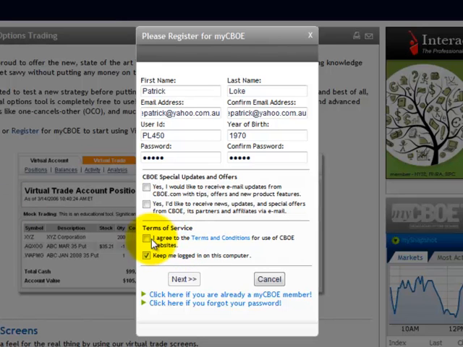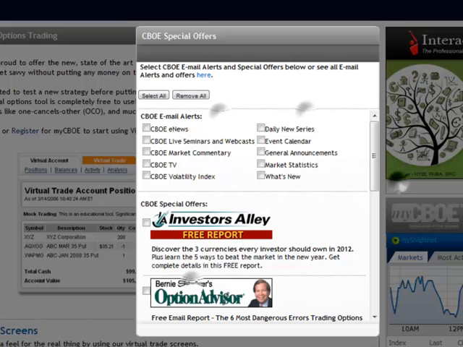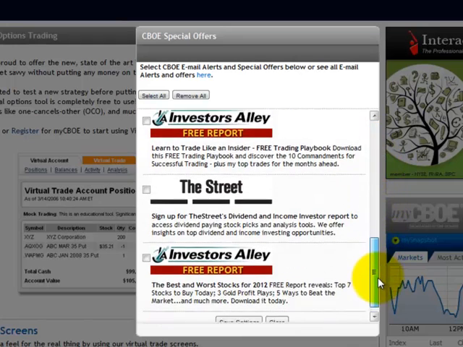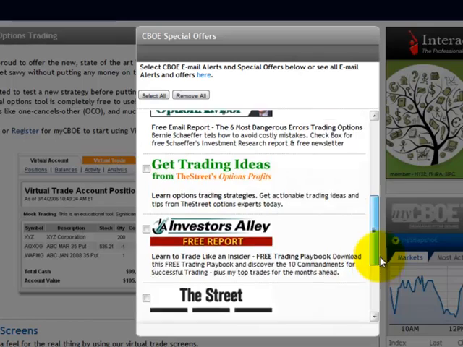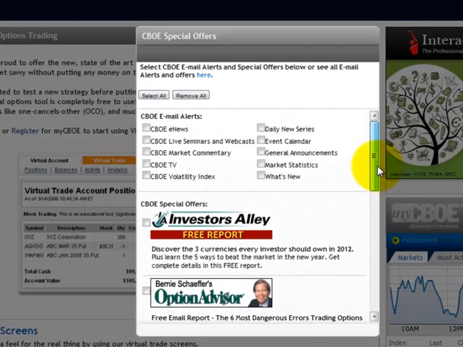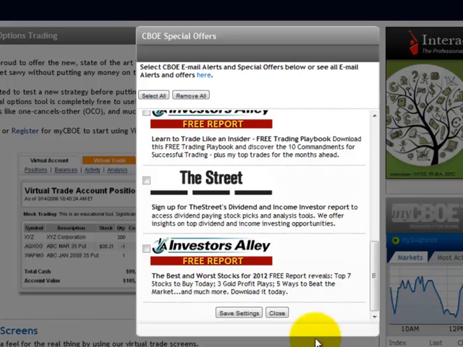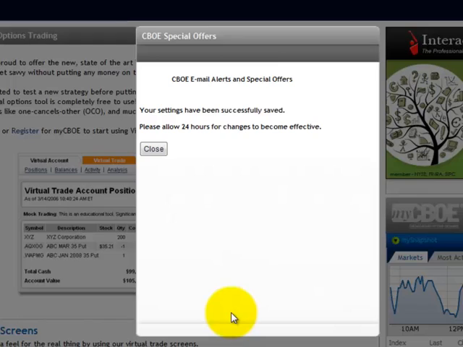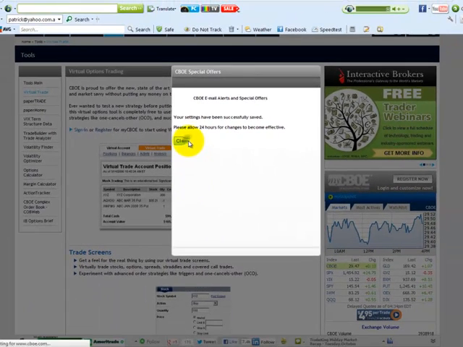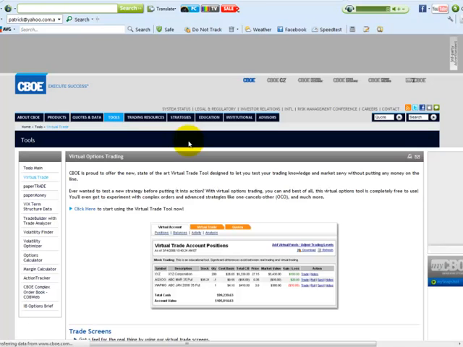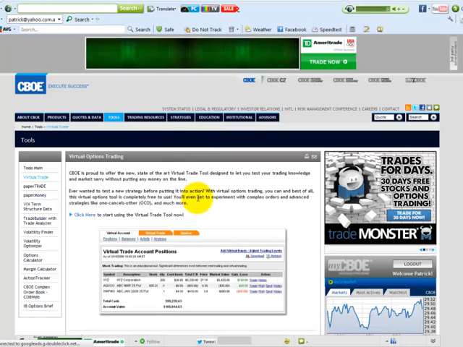Oops, okay, need to click that I'm okay with the terms and conditions, and here we go to the next page now. And here we go to the next page, and it's saying what do we want to subscribe to. Now I don't want to subscribe to anything because I just want to make sure that I don't receive lots of aggressive marketing. So I'm just going to click nothing and save the settings. Okay. So here we are. So now we should be able to start with our trading tool.